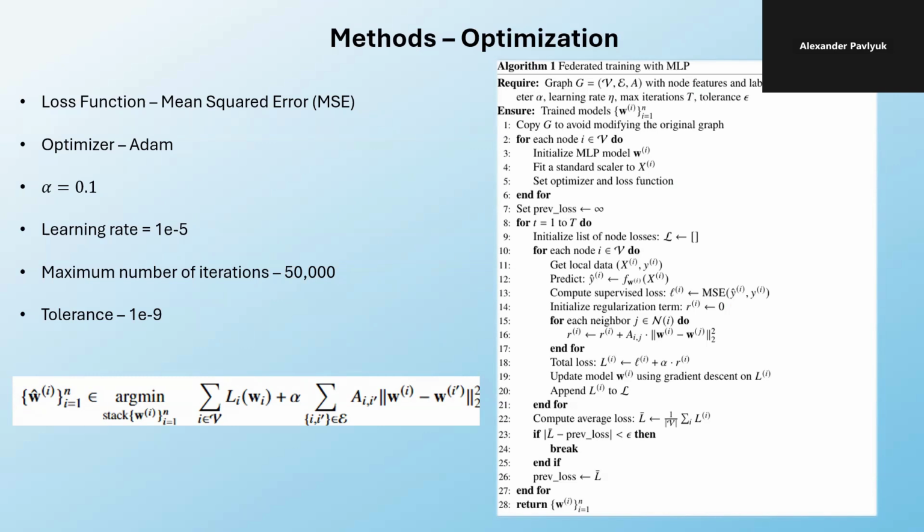And the hyperparameters of the optimization process are presented on the left. And the main one is alpha, which is responsible for the similarity between the neighboring models. And this is set to 0.1.